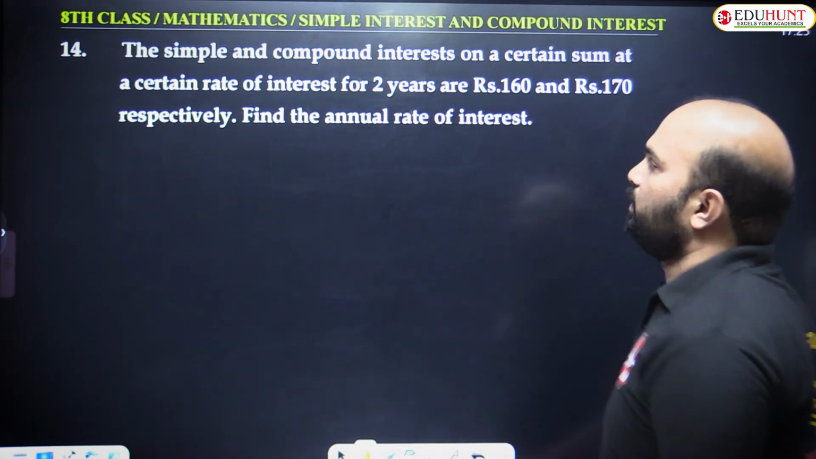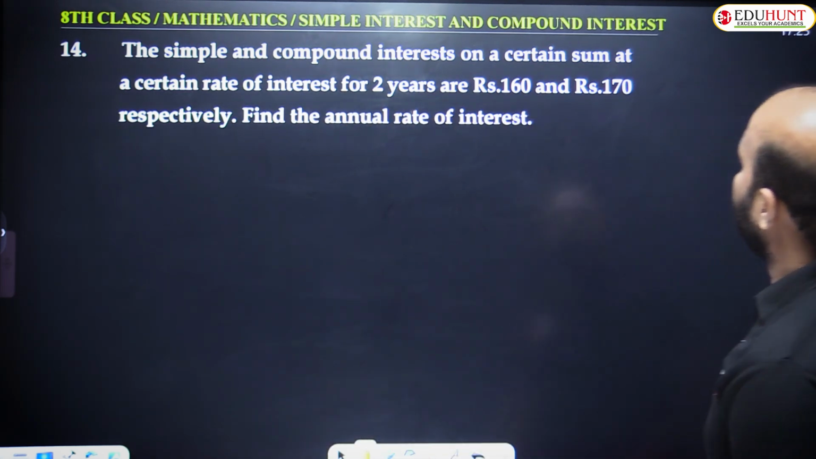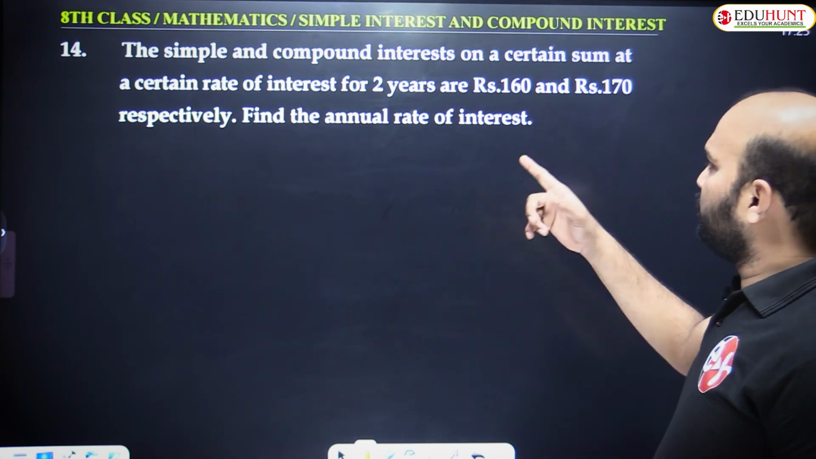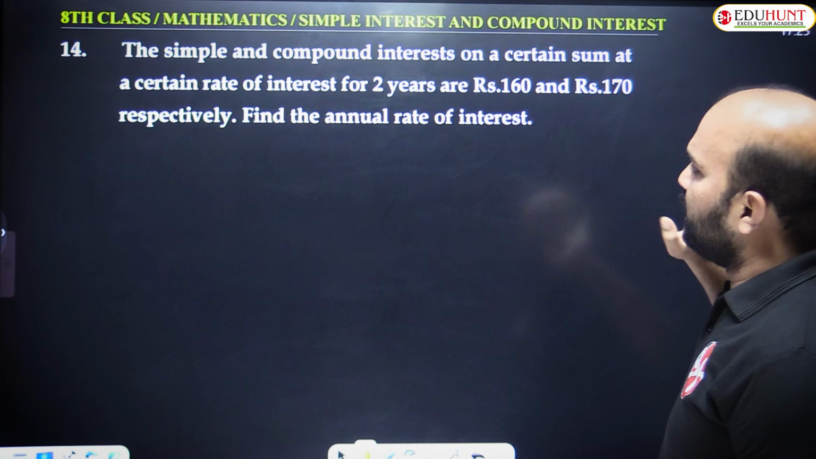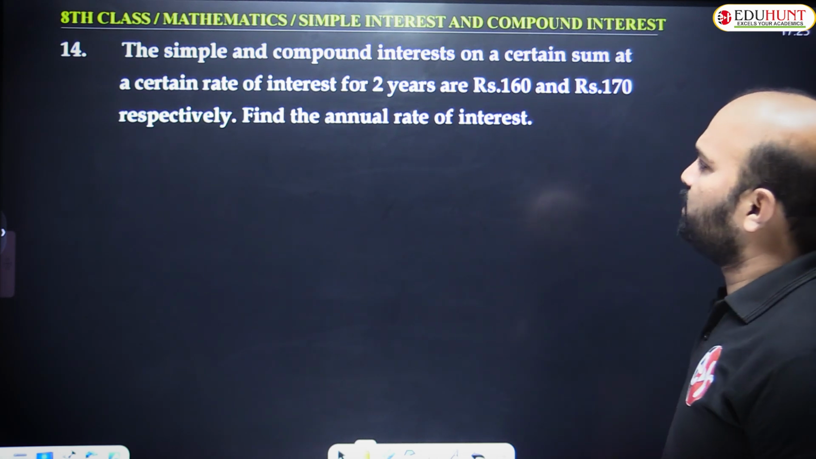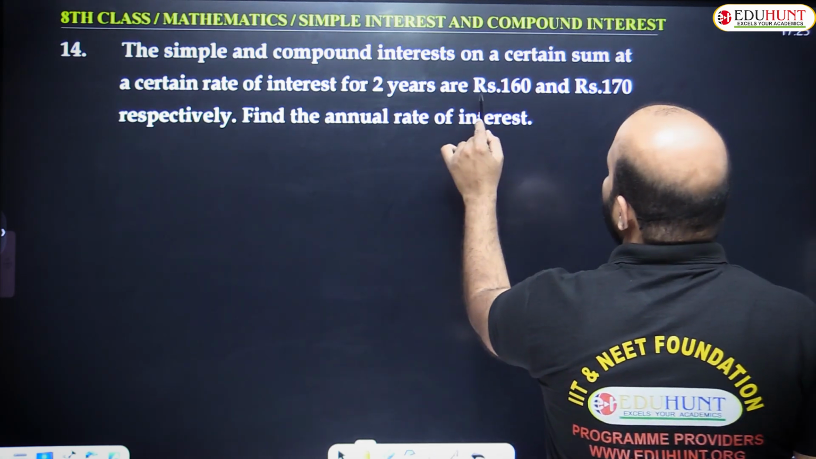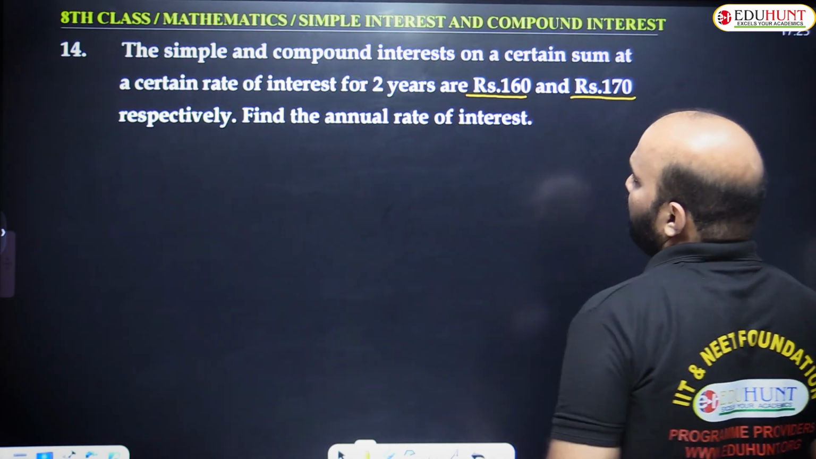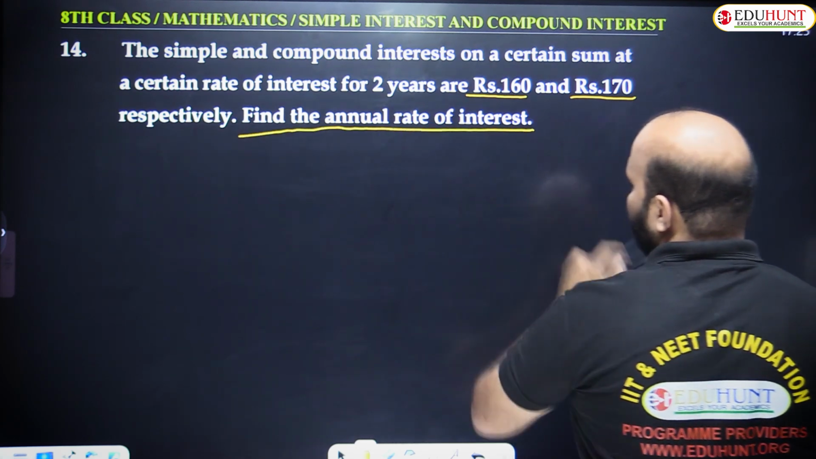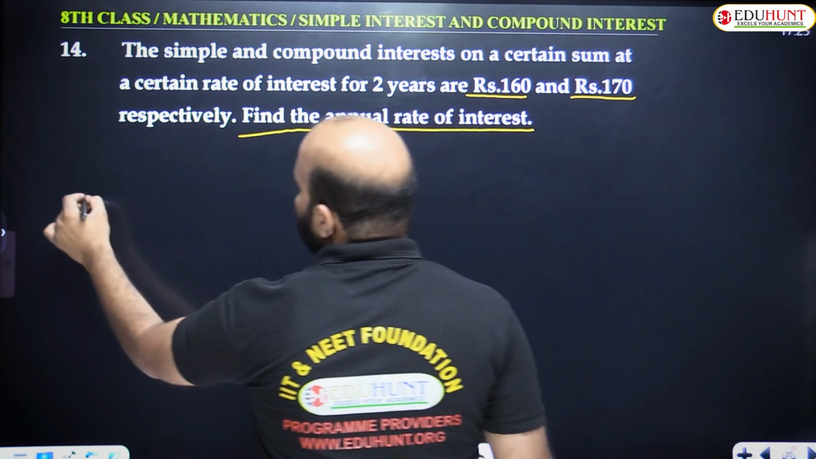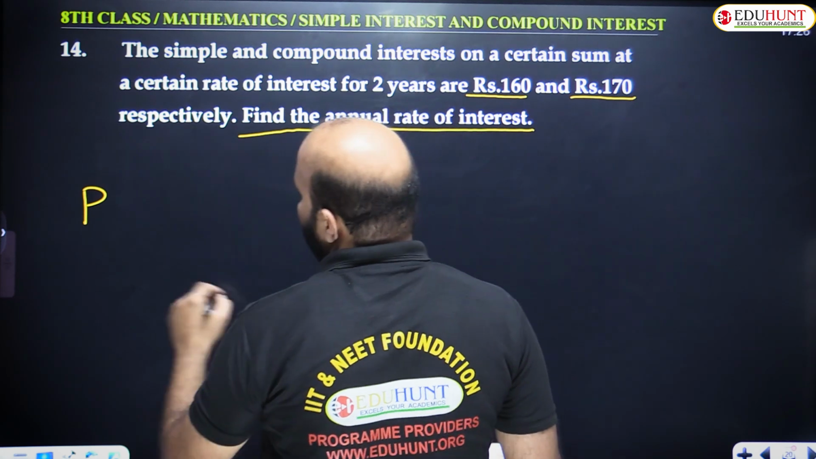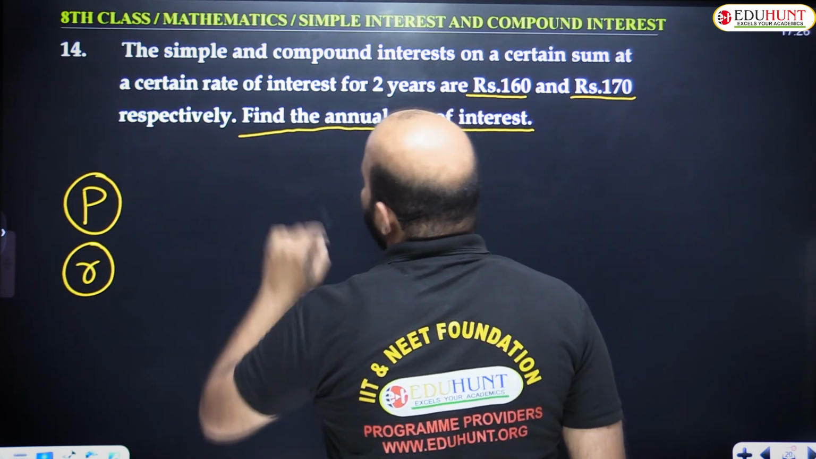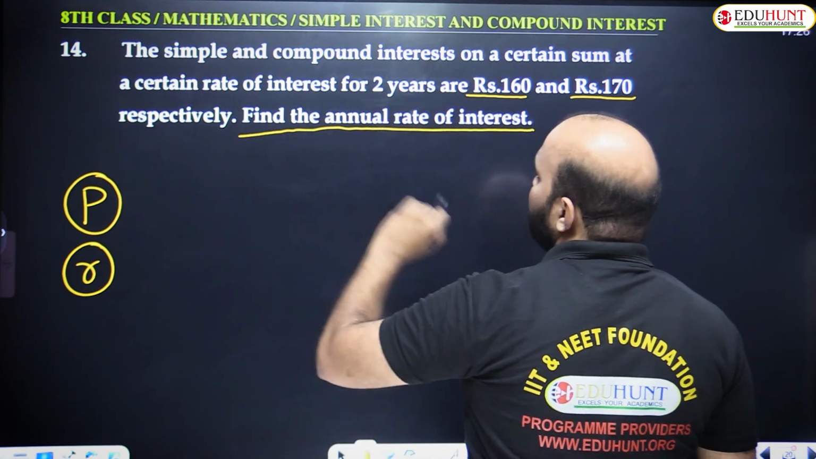Have a look at question number 14. The simple interest and compound interest on a certain sum of money at a certain rate percentage per annum for 2 years are 160 rupees and 170 rupees respectively. Find the annual rate of interest. So this is the 2 years simple interest and this is the 2 years compound interest. Clearly the question I am asking is to find the annual rate of interest, nothing but rate of interest R. Here you don't know the principal amount, a certain sum of money not given, R value also not mentioned, but two types of interest are given. One is simple interest and another is compound interest for 2 years.